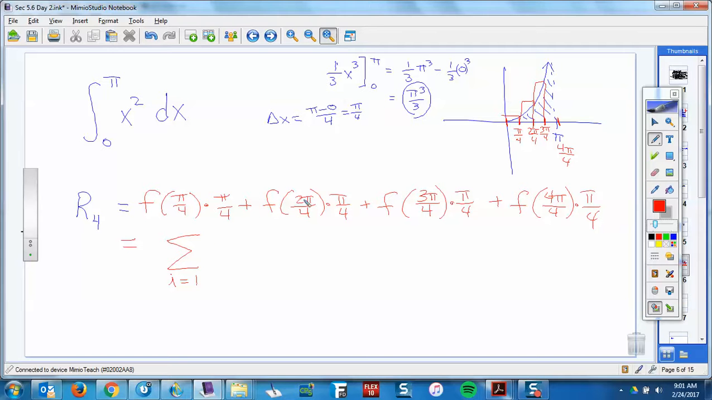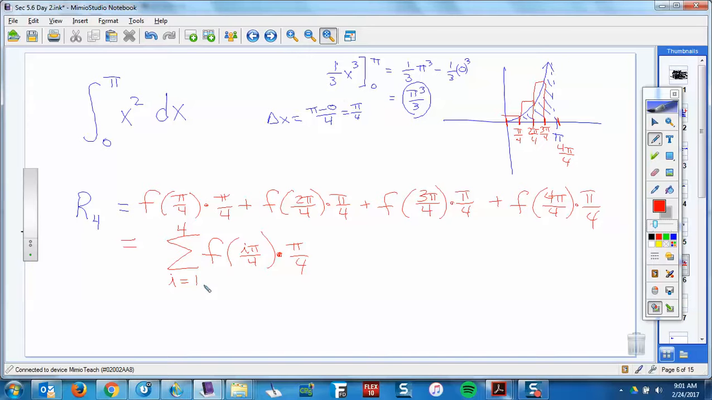The only thing that's changing is the top number, right? 1 pi, 2 pi, 3 pi, 4 pi. Isn't that what i is? So it's going to be i pi. Yeah, that's kind of interesting. But it's going to be F of i pi over 4 times pi over 4, right? Isn't that going to give us each term? And then the top number on the sigma is 4.